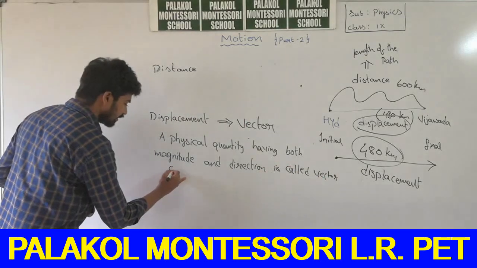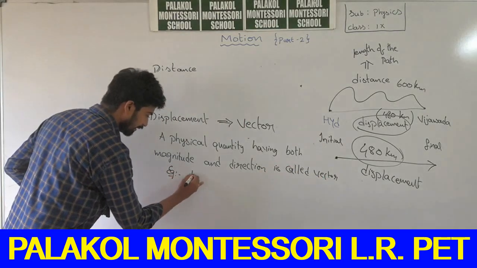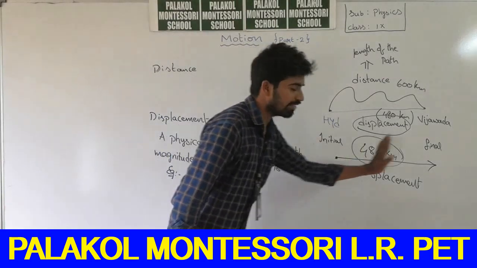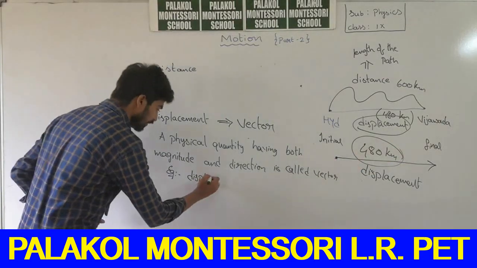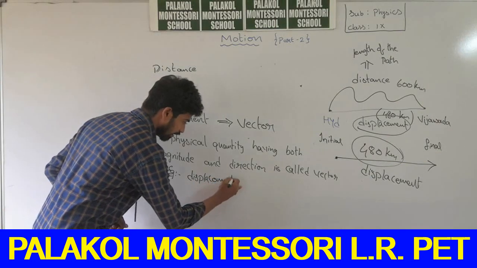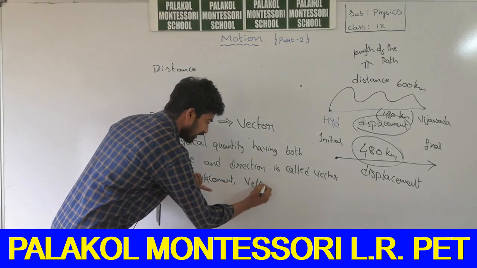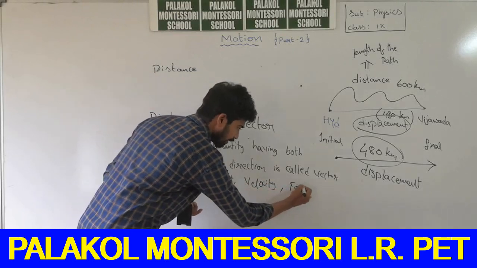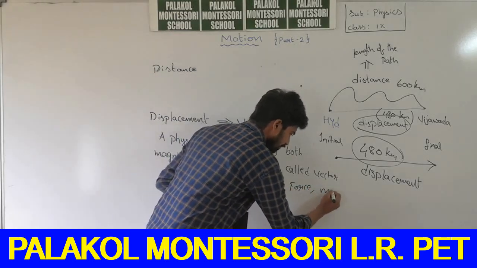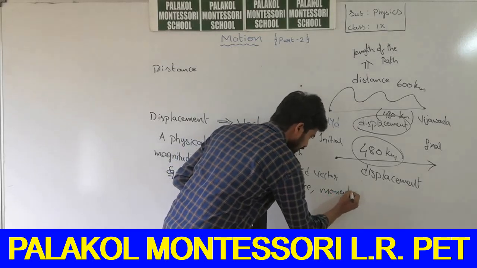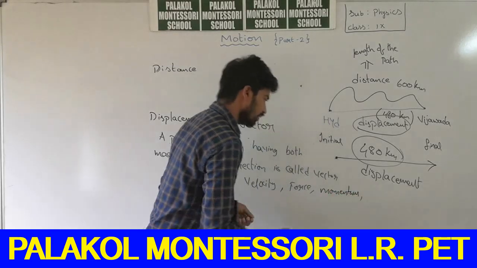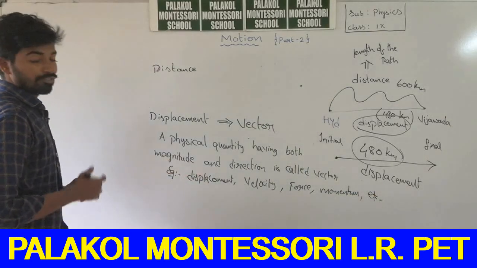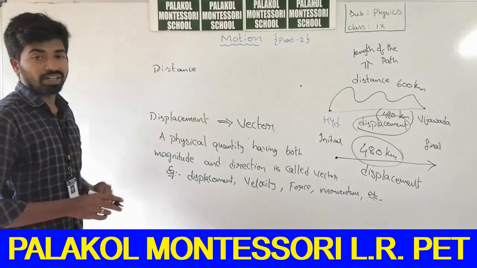So, what are the examples? Displacement is a vector quantity. Why? Because it has magnitude and it has direction. Velocity, we will learn about it later. Velocity, force, momentum. There are several examples, torque, etc. These are vector quantities.